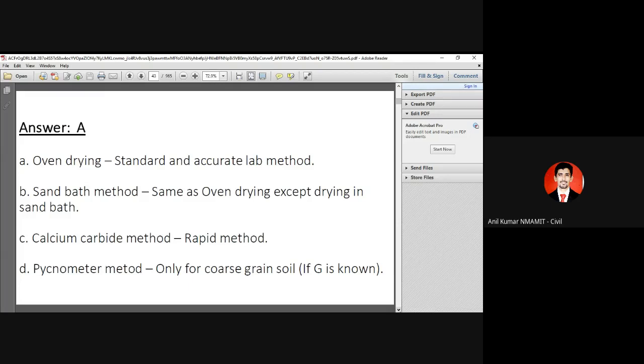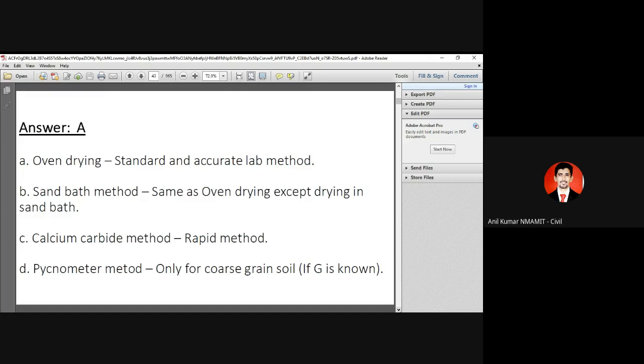Why did you tell D? See, D is not accurate because I want to know the value of G. If I know the value of G, then only I can find out the value of the water content, right? Without that, it is not possible. Calcium carbide method is a rapid method. You will get the result very fast, within 24 hours, but it is not accurate.